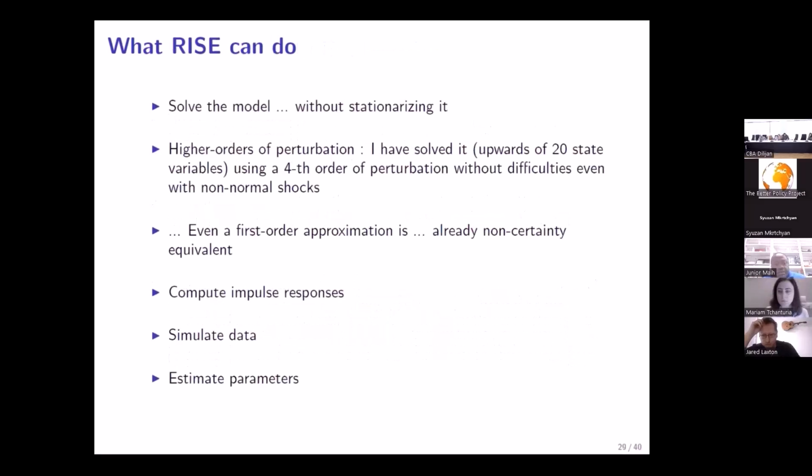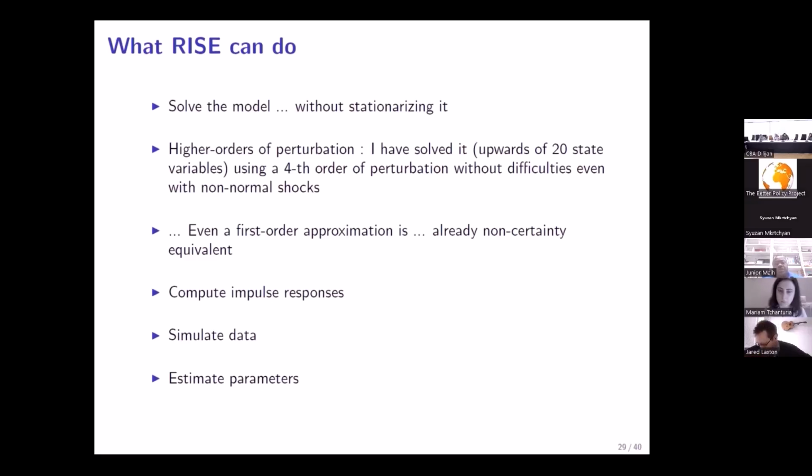It turns out that if we're doing regime switching, we don't need to do that. In RISE, we are able to solve a model like that without even stationarizing it to begin with. We can do higher orders of perturbation if we want. The model that I'm talking about, I solved it for upwards of 20 state variables up to 4th order of perturbation without any difficulties, and even with skewed shocks.